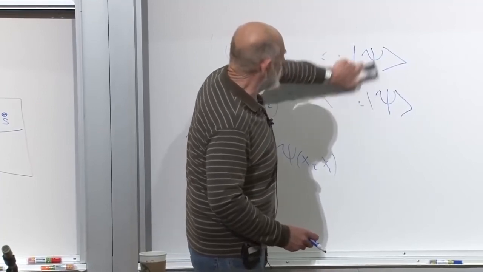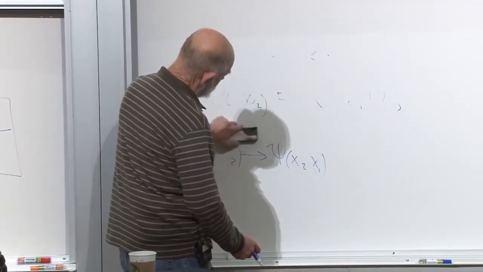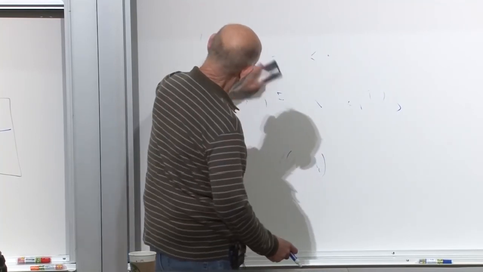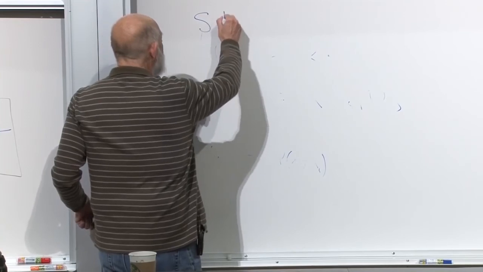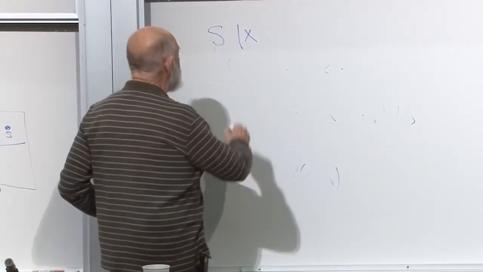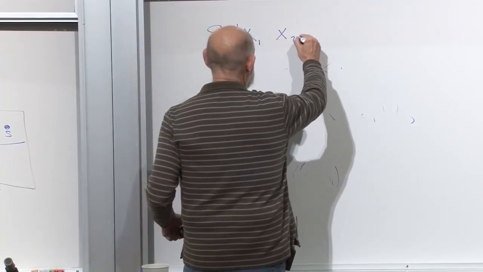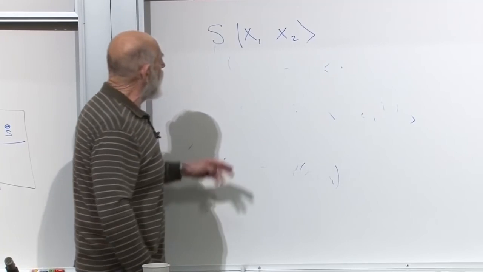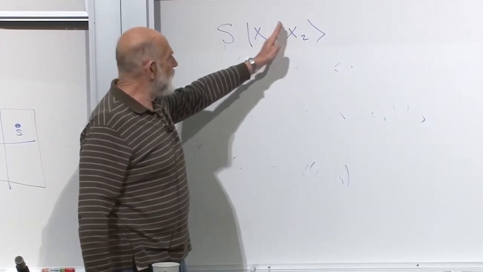Let's call it the swap operation. Let's call it S. And here's what S does. S acts on a state with particle 1 at position x1 and particle 2 at position x2. How do I know which is particle 1? Particle 1 comes first. Particle 2 comes second.